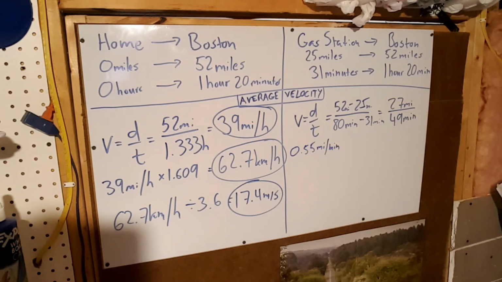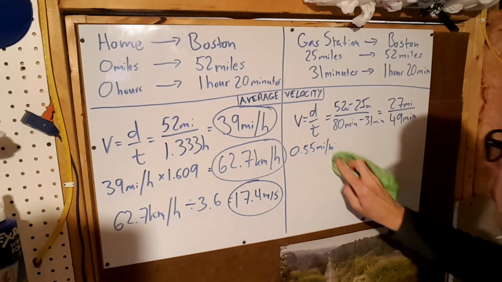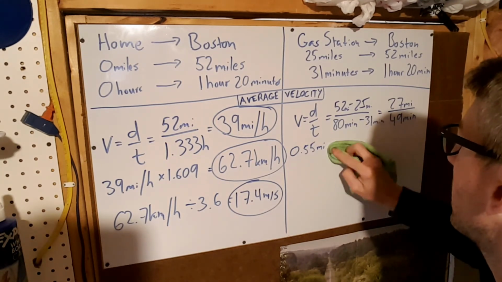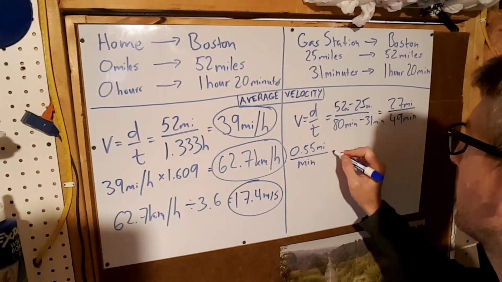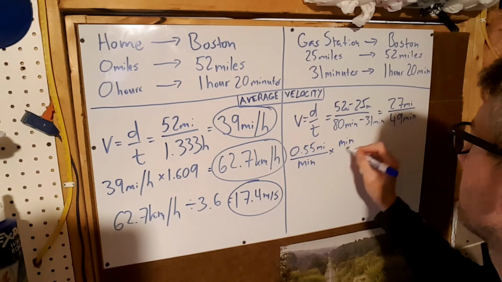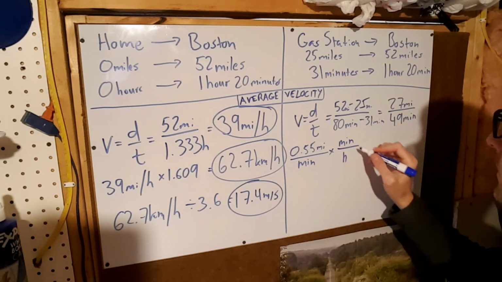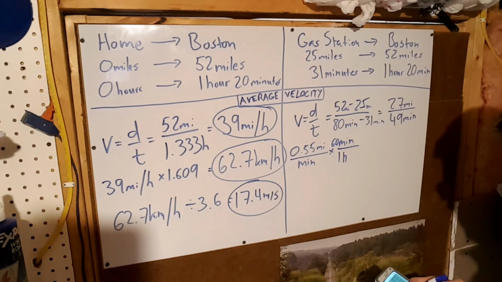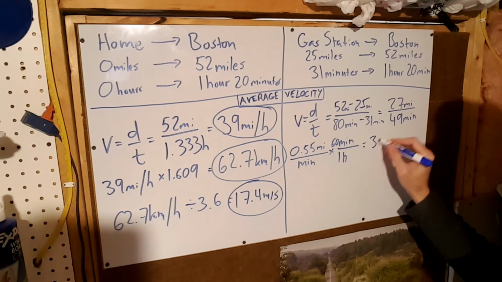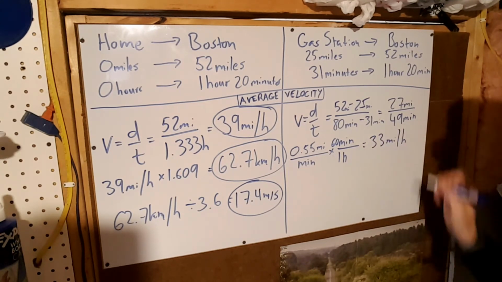But we want that in miles per hour, so how do you convert that? Same as every other conversion problem I've shown you today. You're going to want to write it 0.55 miles over minutes. We want to get rid of that minutes, so it's going to go up top. We want to go to hours. There are 60 minutes in 1 hour. And if you multiply 0.55 times 60, you get 33 miles per hour, which makes sense.